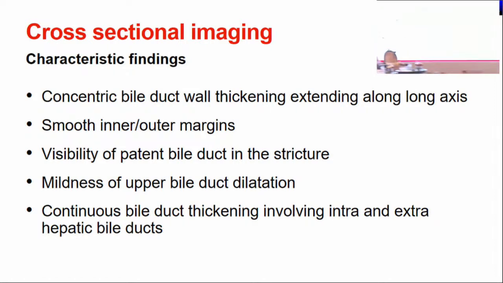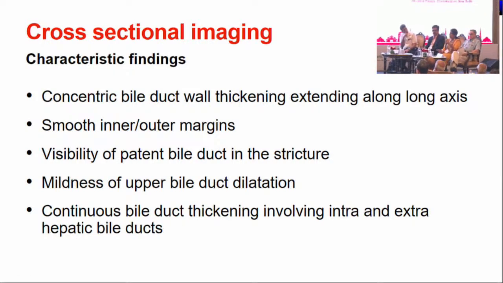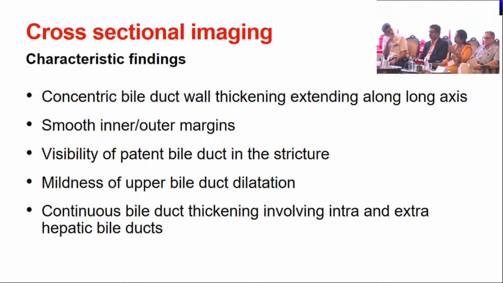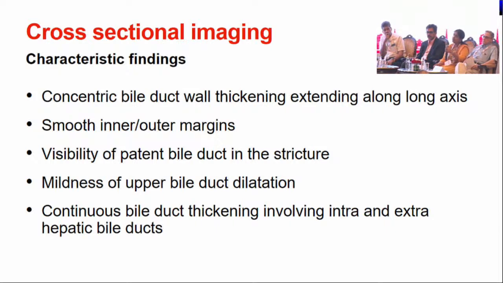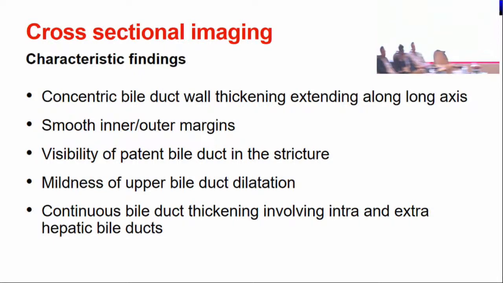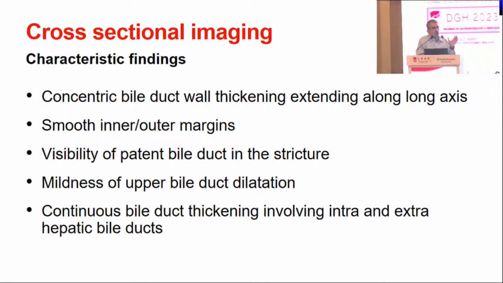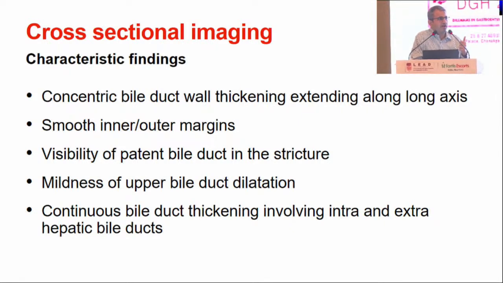In IgG4, what we will get will be either diffuse or segmental thickening. It will generally be symmetrical thickening, whereas in cholangiocarcinoma, it will be asymmetrical thickening. There will be no involvement of the surrounding lymph nodes or any other metastasis in IgG4 cholangiopathy. As I said, 90% of cases would also have pancreatic involvement. This is one case where the pancreas was not involved, but usually when you see IgG4, you will have some pancreatic involvement and some common bile duct involvement at the lower end.